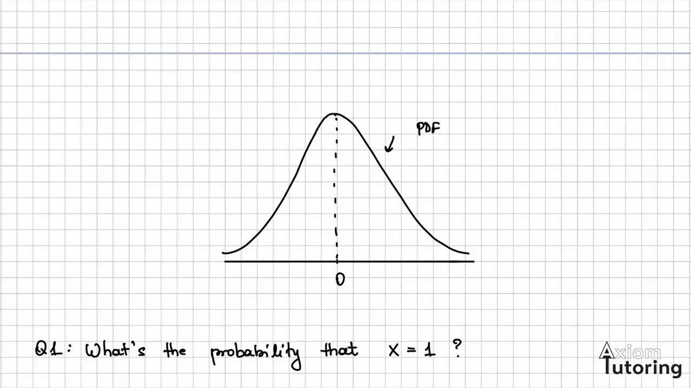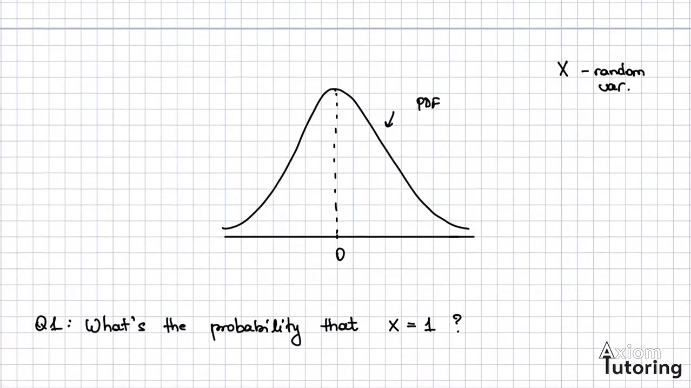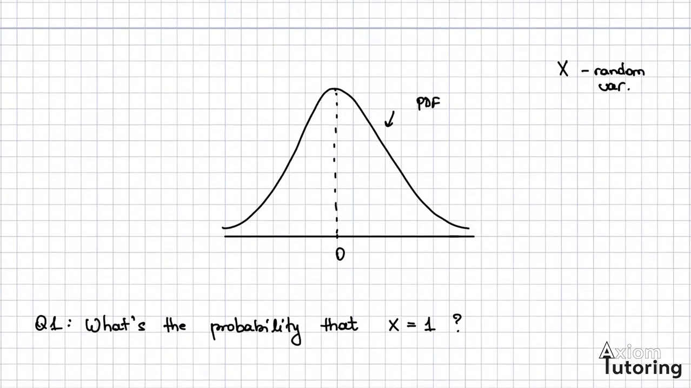Consider also x a random variable, and let's answer the following questions based on this PDF and the existence of this x random variable. The first question is, what's the probability that x is equal to 1? Well done for giving it a thought. Now, the answer here is 0.